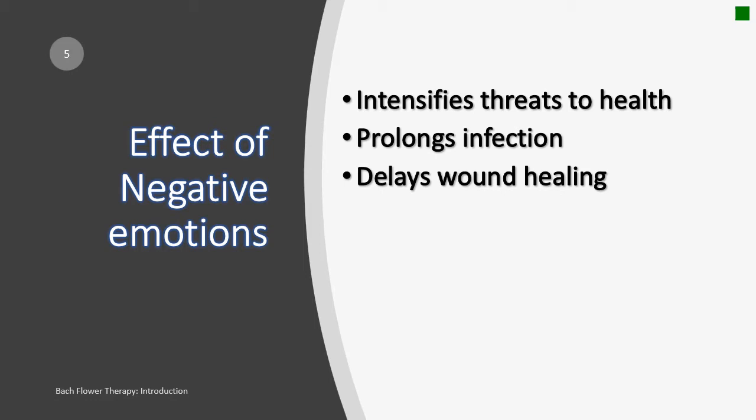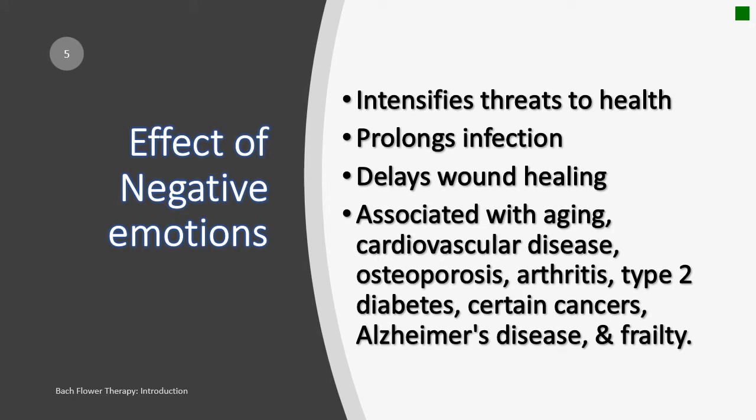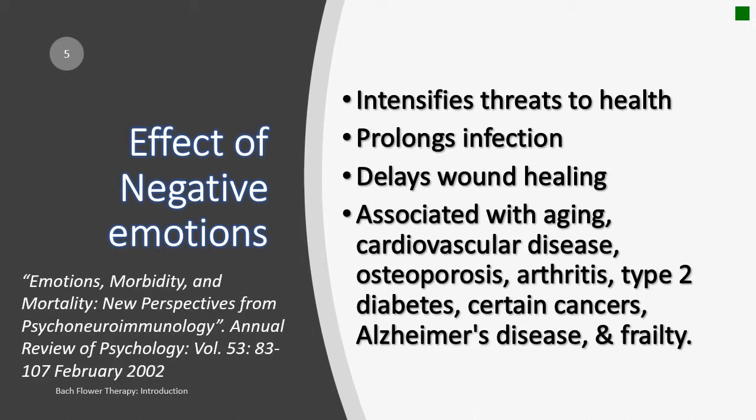For those of you who wish to explore this further, I would invite you to refer to the Annual Review of Psychology, Volume 53, which was published in February 2002. And the name of the article, which you can search on Google, is Emotions, Morbidity and Mortality: New Perspectives from Psychoneuroimmunology. Point to be noted, once again, it's the year 2000 when the awareness of this particular facet has attracted the attention of modern science. There's another word here, psychoneuroimmunology, and we shall be dealing with this term more as the course progresses.